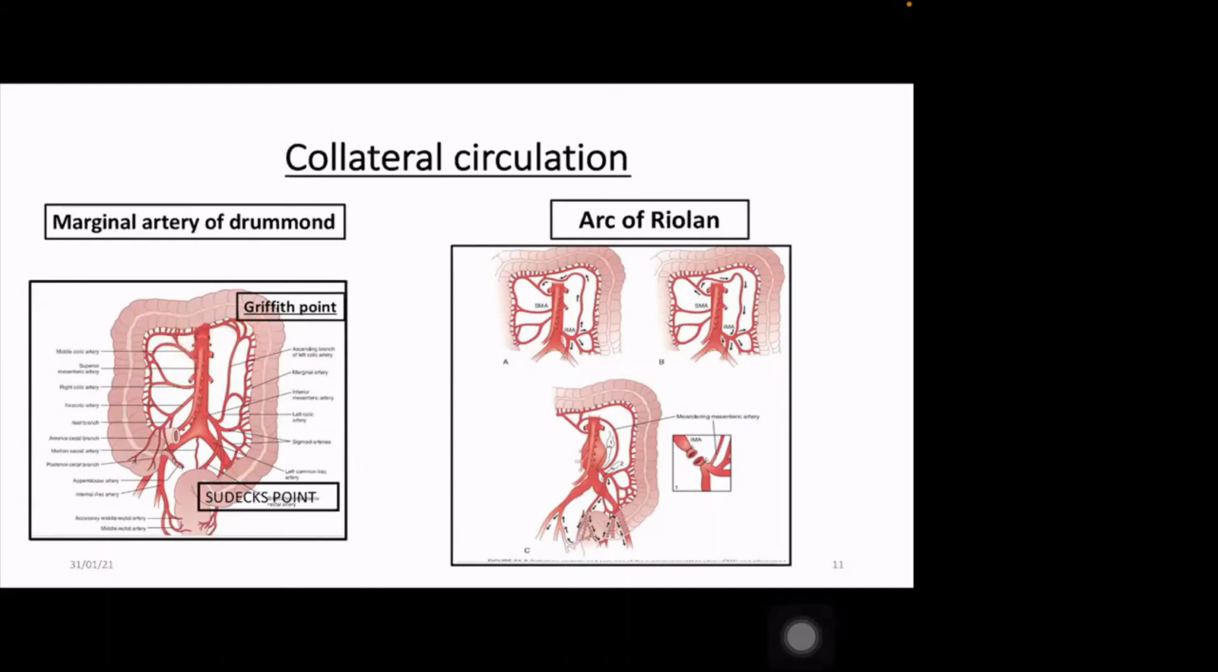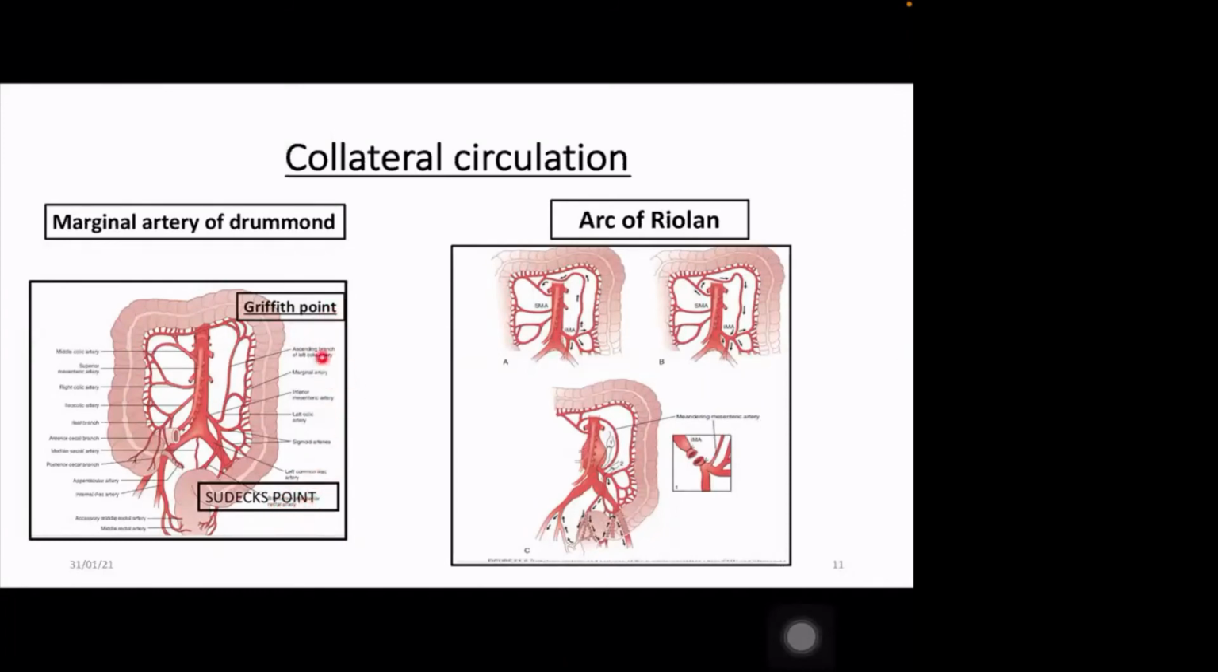So although this marginal artery of Drummond makes sure the colon has adequate blood supply throughout, there are two points in the colon which are watershed areas in which the blood supply is low, and which are more prone to ischemia in any hypotensive episodes. So what are these two points? One is the splenic flexure area, called Griffith's point, and the other is the rectosigmoid area, called the Sudeck point.